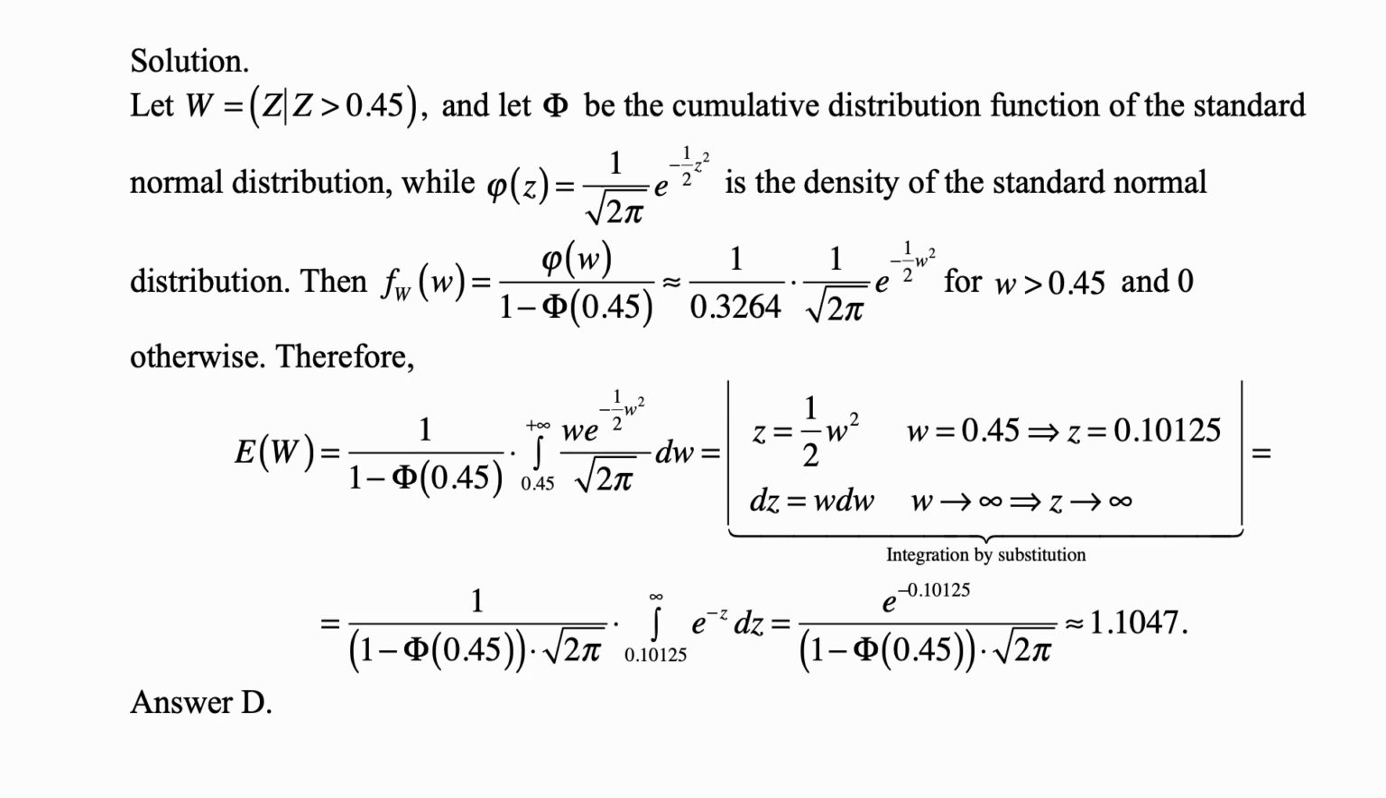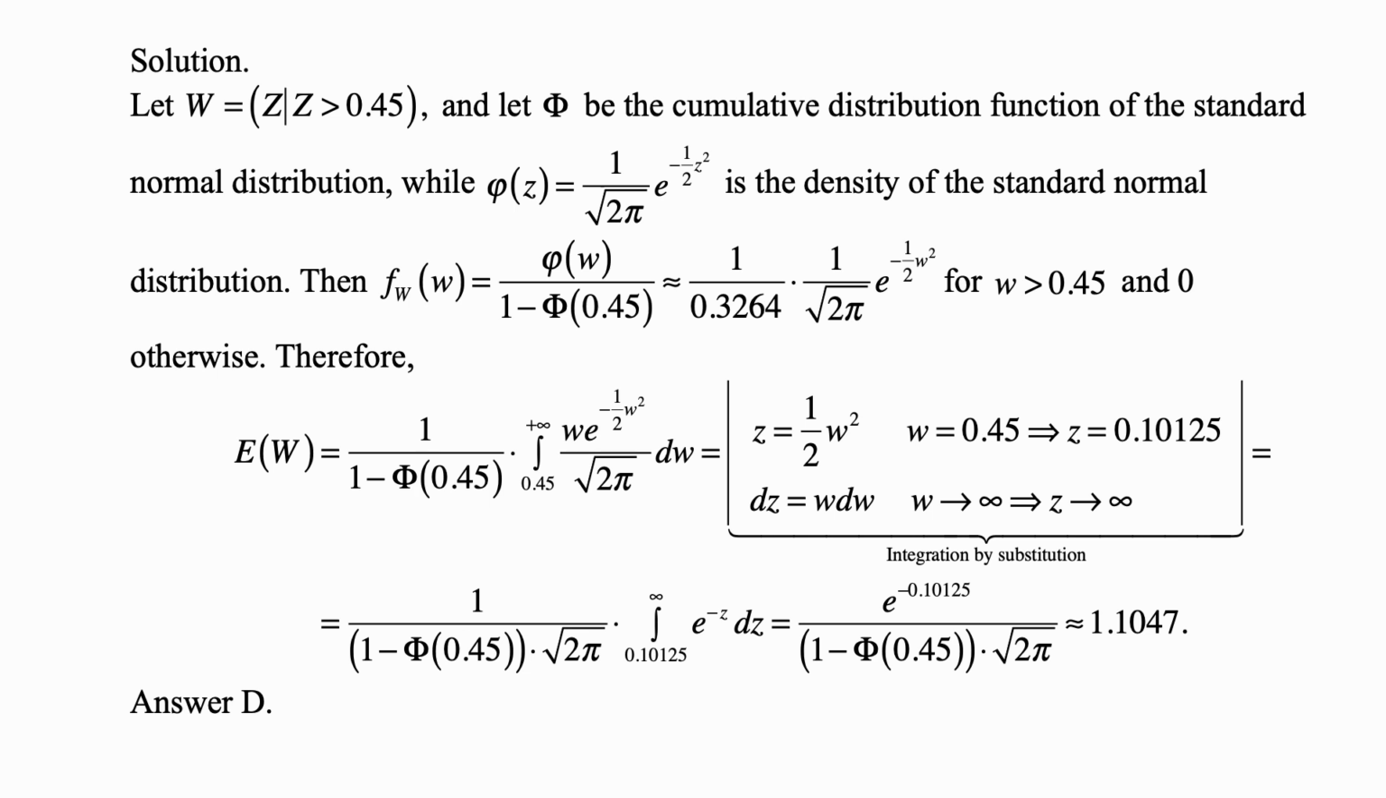And, well, you know how to integrate the exponential function. So that's not that hard. The integral of e to the minus z is minus e to the minus z. And we evaluate it from 0.10125 to plus infinity. Of course, at infinity it's 0. So it's only minus the value of that function at 0.10125, which is e to the minus 0.10125 over 1 minus Φ of 0.45 times square root of 2π.